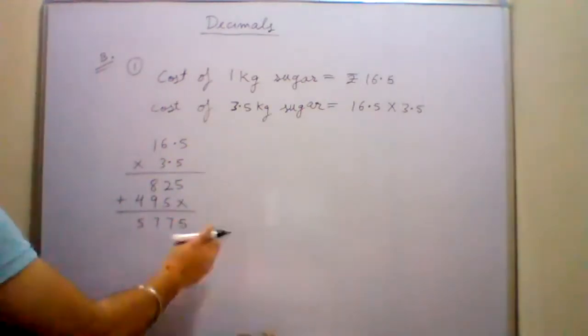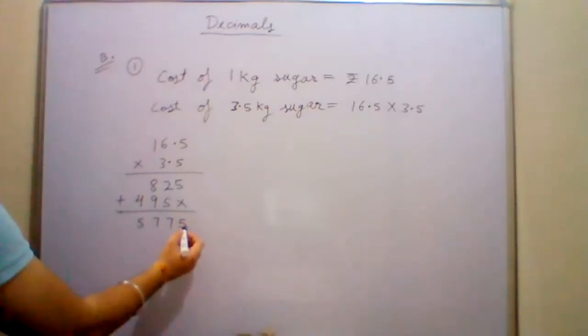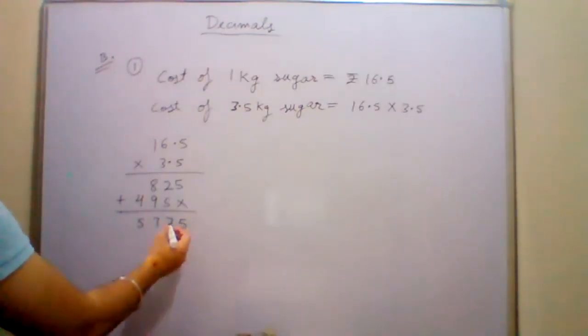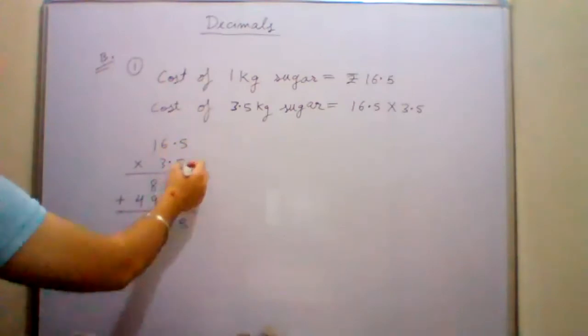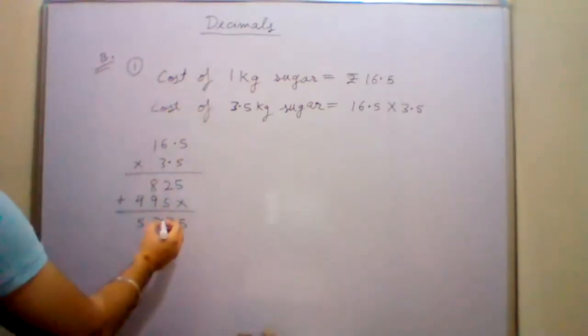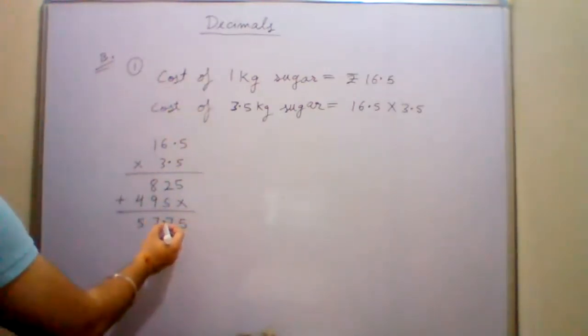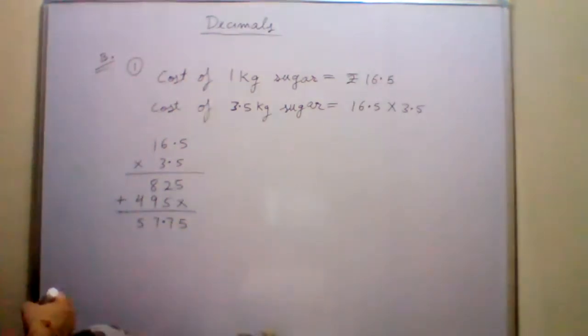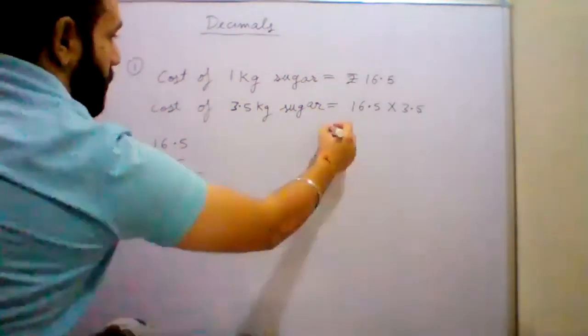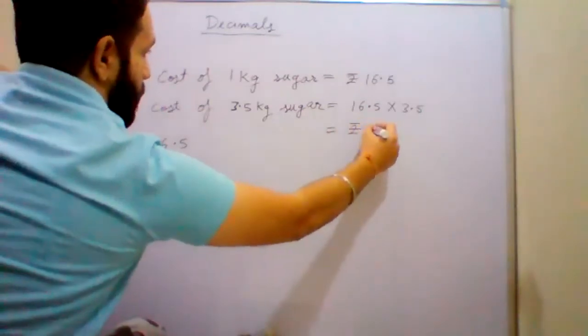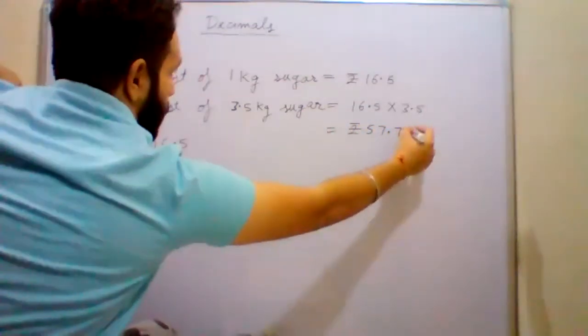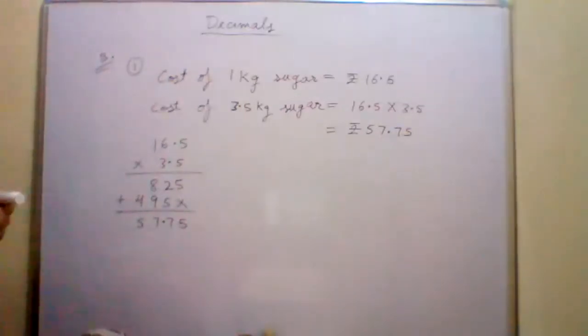So you will go to the right side of the number and from the right side, leave two digits and put a decimal. Because total, two decimal places are there. So leave two digits and put a decimal. 57.75. The answer is rupees 57.75. Sir, do we have to write the question? No, beta, you only have to write the answer. Don't write the question.